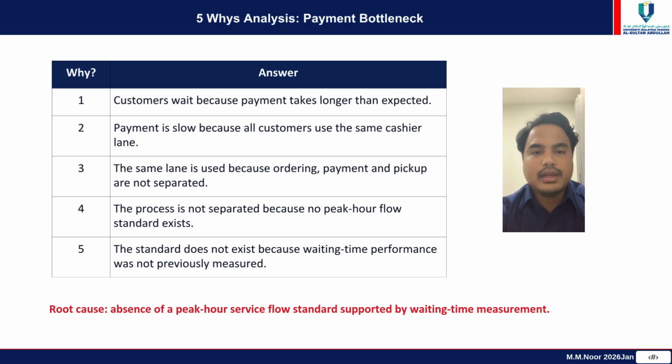The 5-whys analysis of the payment bottleneck. The 5 whys analysis is used to go deeper into the payment bottleneck. Customers wait because payment takes too long. Payment is slow because all customers use the same cashier lane. This happens because ordering, payment, and pickup are not separated properly. The root cause is the absence of a clear peak hour service flow standard supported by waiting time measurement.